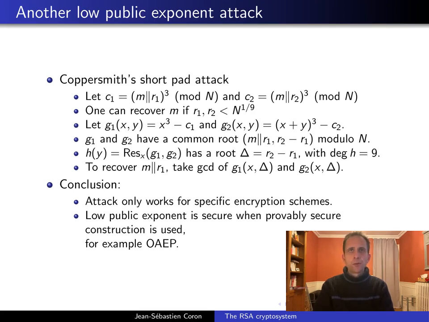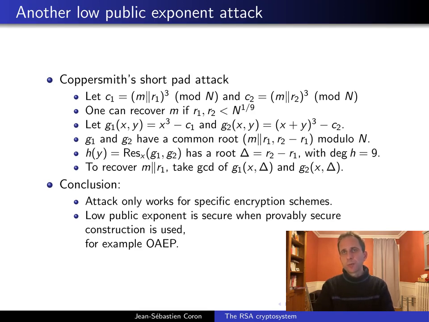So we can compute the resultant to eliminate the variable x between G1 and G2. And so we obtain a polynomial h, which has the root corresponding to y, so the root delta equal to R2 minus R1, and the degree of h is the square of the degree of G1 and G2, so it's 9. So we obtain this polynomial h of degree 9, which has a small root delta modulo n.